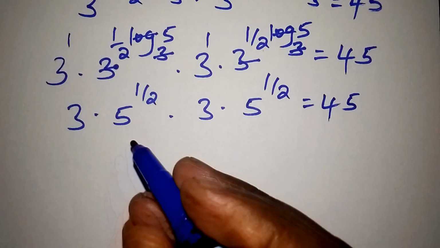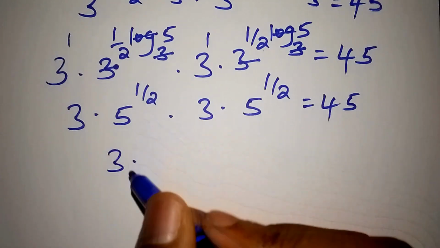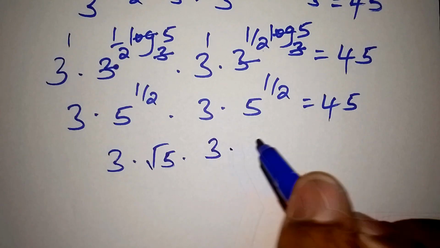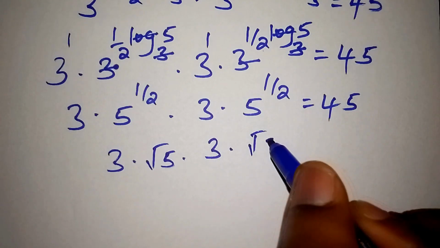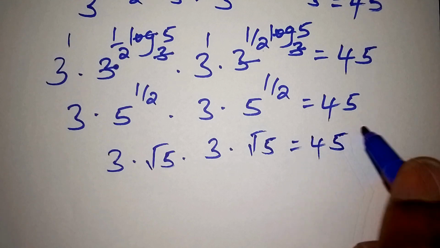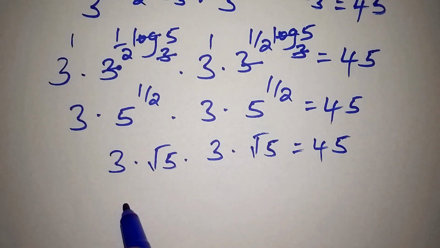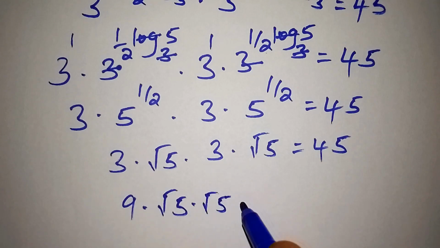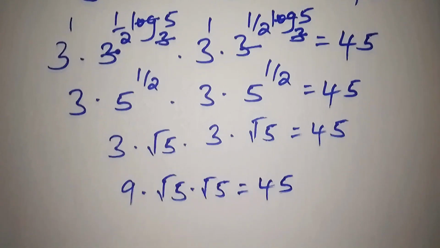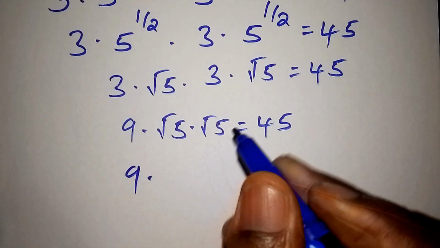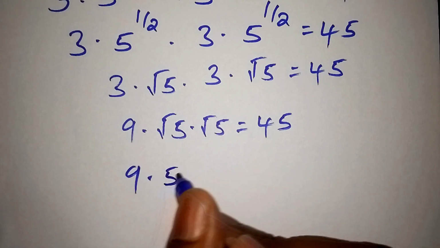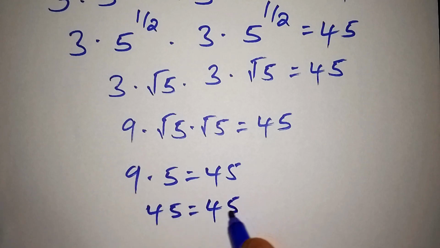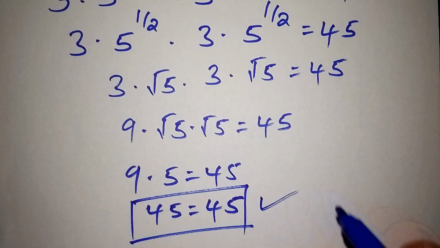So here now we shall now have it as 3 multiplied by, so 5 to the power of a half, we shall now have the root of 5 multiplied by 3, then 5 to the power of a half, we shall have the root of 5 is equals to 45. So 3 multiplied by 3 is 9, so now we shall have 9 multiplied by root 5 multiplied by the root of 5 is equals to 45. Then here now 9 multiplied by, so root 5 multiplied by root 5 is 5 is equals to 45. So 9 times 5 is 45 is equals to 45. So now it means that our answer is very correct.